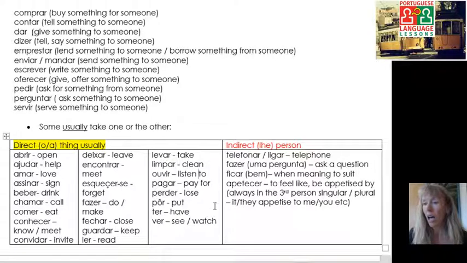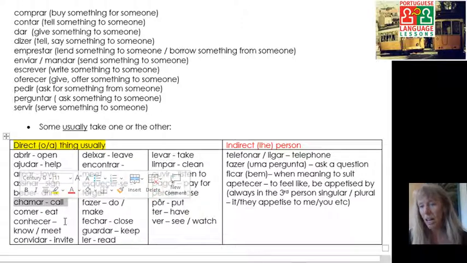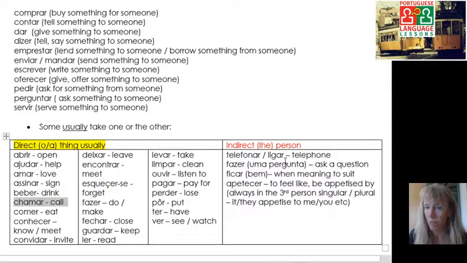Okay, then we've got indirect ones that tend to have indirect object pronouns. So call someone, telephone, as in telephone someone, that is with lhe. Okay, watch out for the difference here with chamar. Chamar has o or a. Usually it means calling out, shouting for someone.